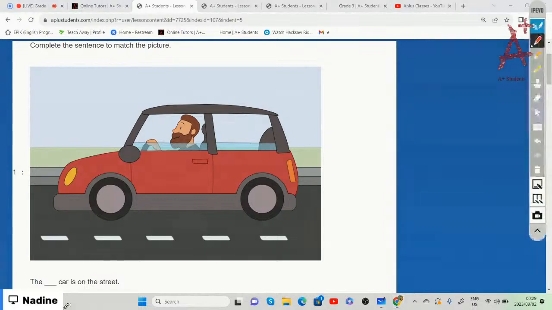So we say man's, meaning it belongs to this man. It is his car, and his car is on the street. So the man's car is on the street.